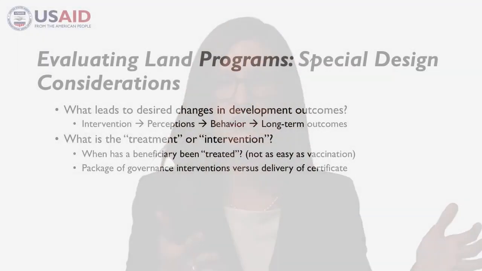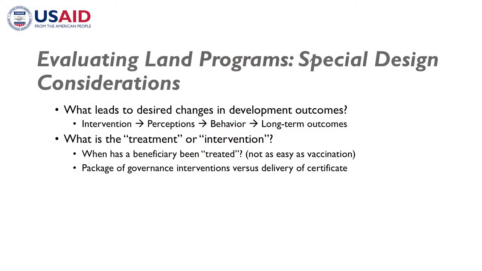I mean, there are widely differing opinions about the extent to which it's an actual piece of paper being delivered to an individual or a household or a community that leads to those changes in perceptions of tenure security, or if it's just a process of having all of your neighbors around your boundaries agree that these are your boundaries with you in the field and maybe with a local official, that leads to you believing that your tenure is secure. So it's not quite as simple as a vaccine. You know when someone's received a vaccine. It's a little bit more difficult, looking at the next bullet, to define when a beneficiary has been treated.